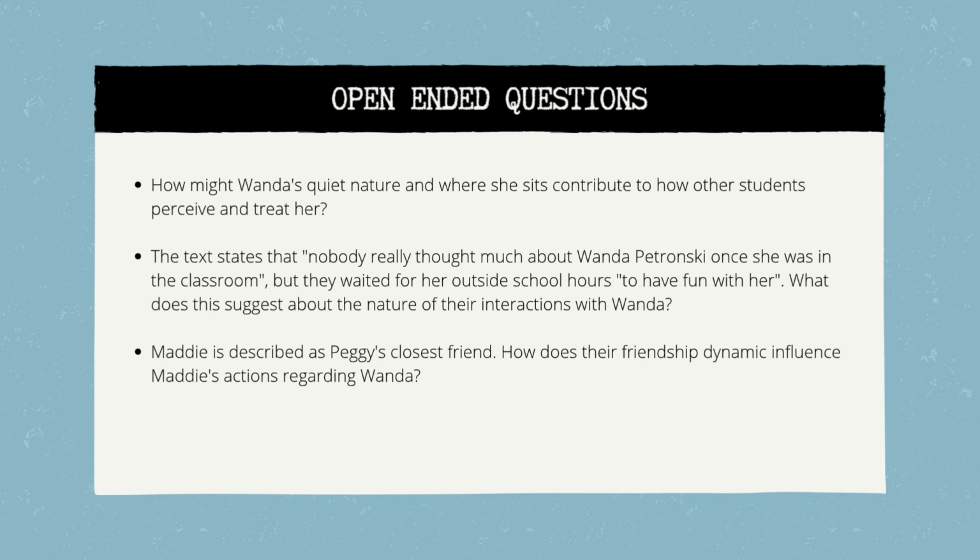Here's another question. Maddie is described as Peggy's closest friend. How does their friendship dynamic influence Maddie's actions regarding Wanda? One probable answer is Maddie's close friendship with Peggy makes it difficult for her to challenge Peggy's behavior. She values Peggy's friendship and fears becoming an outcast herself if she speaks up. This shows the strong influence of peer pressure and the desire to belong.